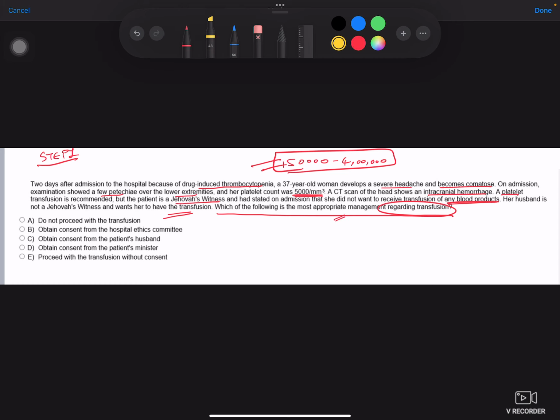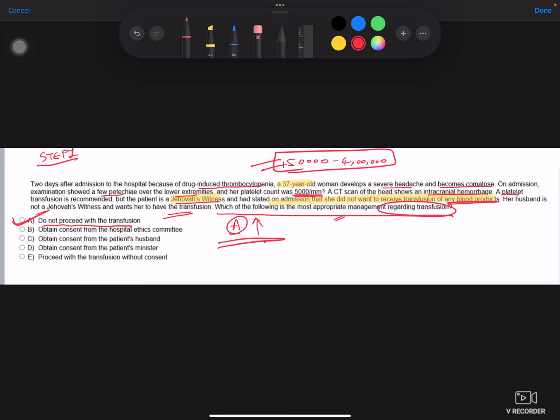So the patient is an adult patient, and she's a Jehovah's Witness, and she clearly has stated not to receive any sort of transfusion. So the autonomy of the patient should be the best thing to follow here. So here the answer will be do not proceed.